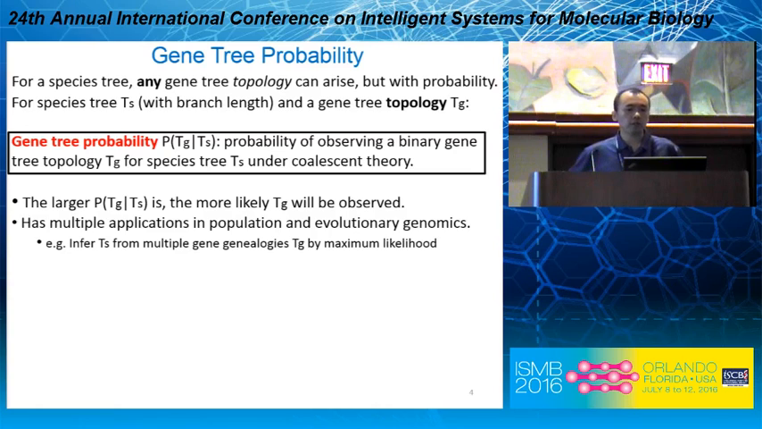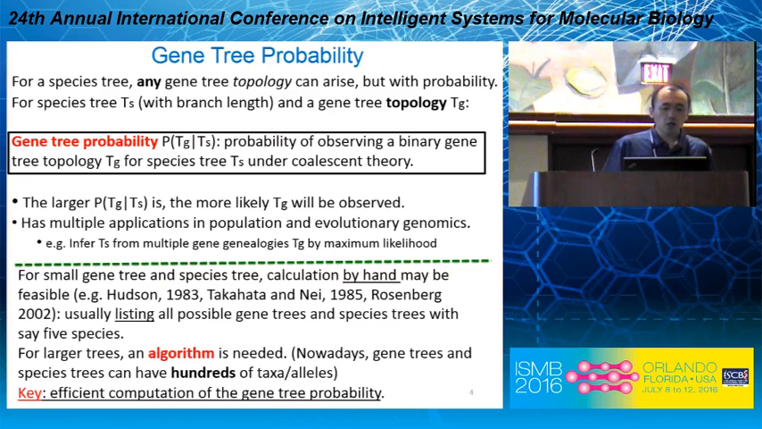The gene tree probability is the probability of observing a binary gene tree topology, TG, under a given species tree with branch lengths, TS. And intuitively, the larger this gene tree probability is, the more likely you are to observe this gene tree topology TG. It has multiple applications in inference in both population genetics and phylogenetics.